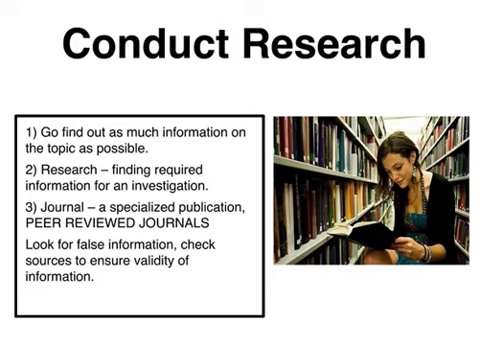Next, you're going to conduct research. Go out and find as much information on the topic as possible. Research is finding required information for an investigation. You're going to read peer-reviewed journals. So if you're studying something on cells, there's a peer-reviewed journal called Cell Biology. So you're going to read those peer-reviewed journals to make sure you're getting accurate information.